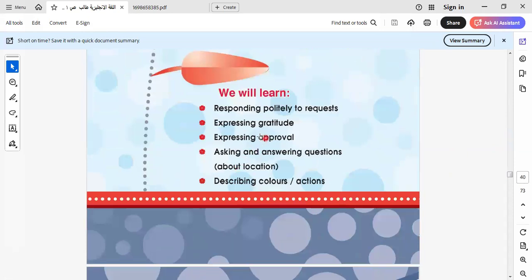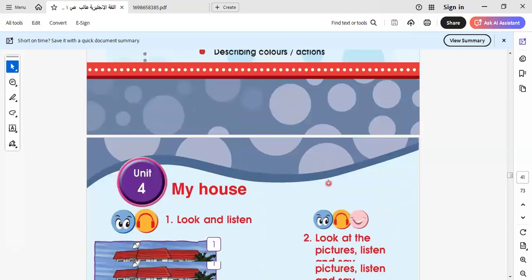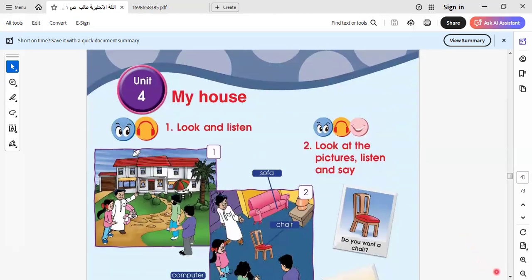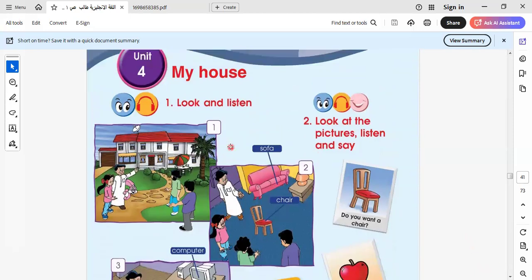About my house. In this unit, we will learn responding politely to requests, expressing gratitude, expressing approval, asking questions about location, describing colors and action. This is the item that we learned in this unit. In this unit, we talk about the furniture or things that we find in our house.